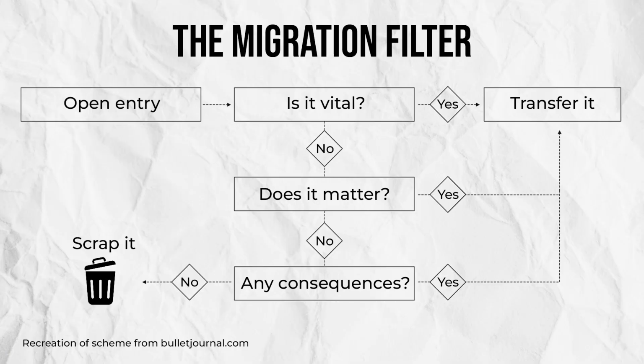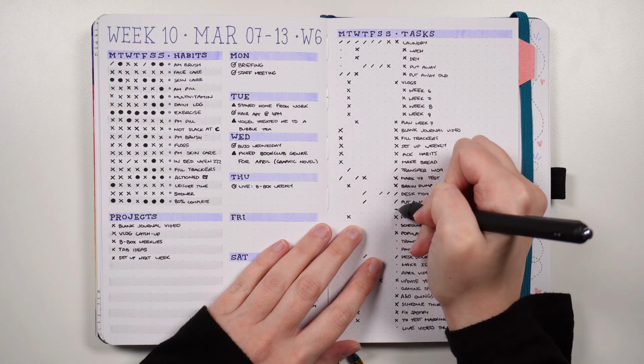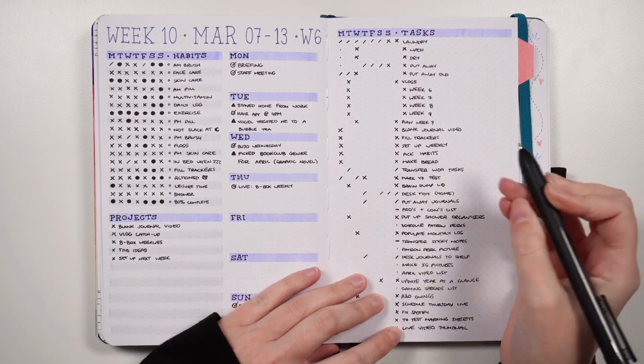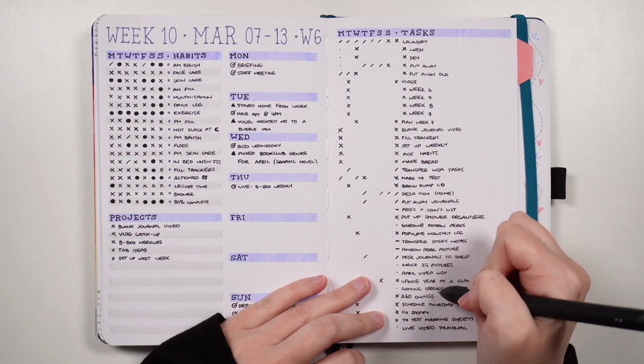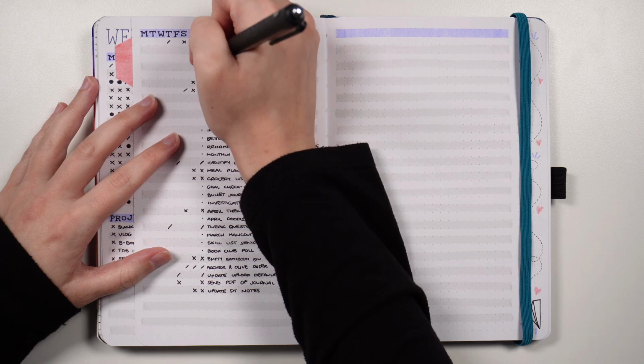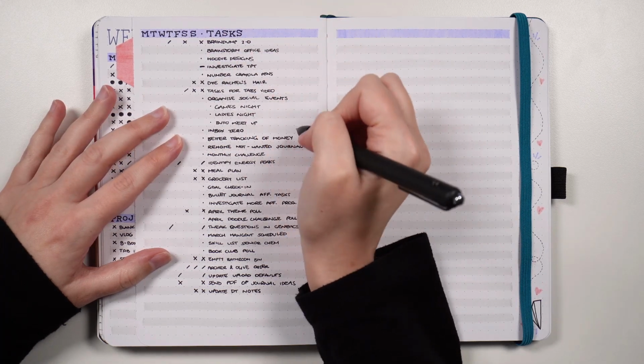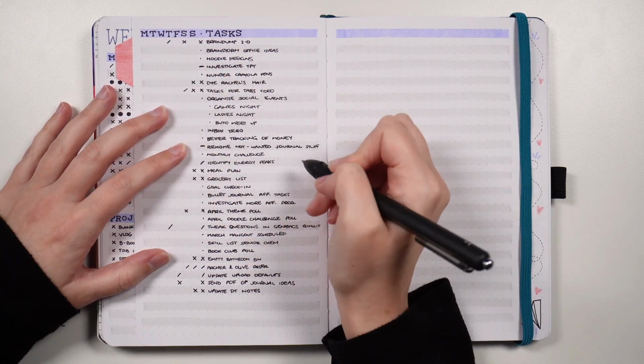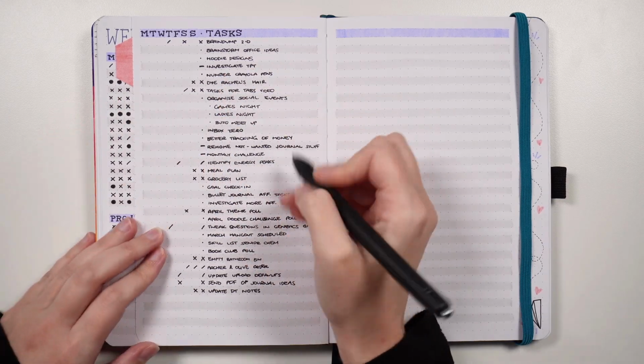For any entry that has answered yes to one of our migration filter questions though, that is going to be something that we transfer. But before we do the transferring, we want to make sure that we've gone through all of the open entries and considered whether they're going to be transferred. This is effectively a form of task batching, so reviewing all of the open entries first, and then moving the ones that actually matter. The more you do this process, the more second nature it'll become.